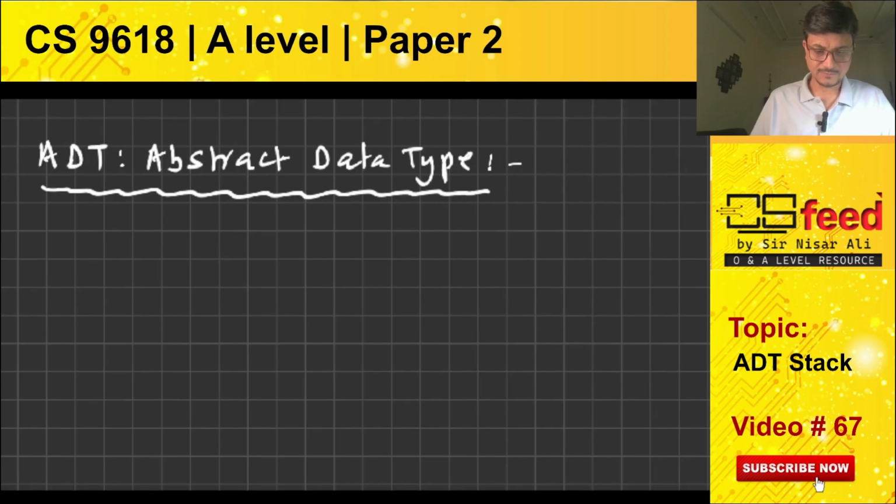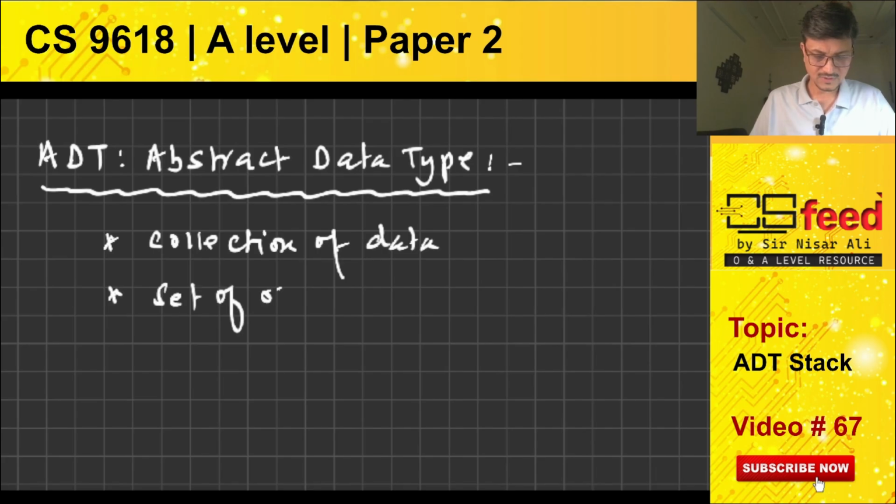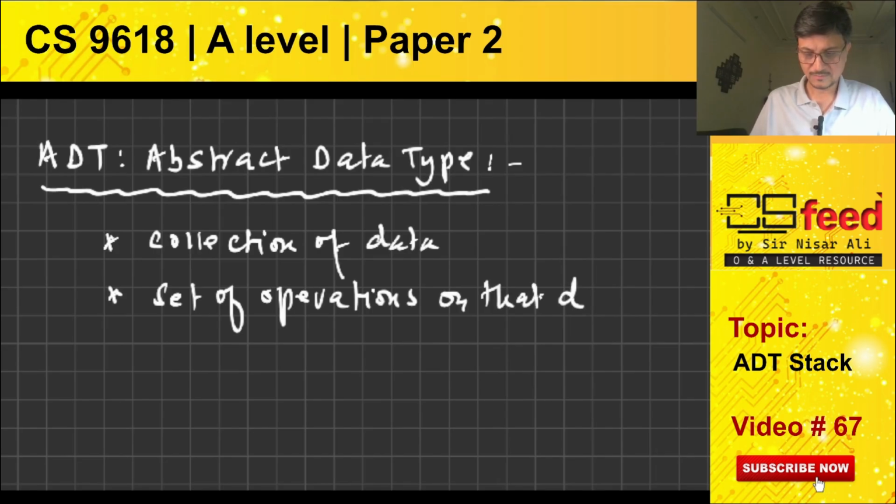An abstract data type, first of all, is a collection of data, and then a set of operations on that data. All right. So first of all, it is the collection of the data, and then set of operations on that data. This is the first thing that you need to remember.